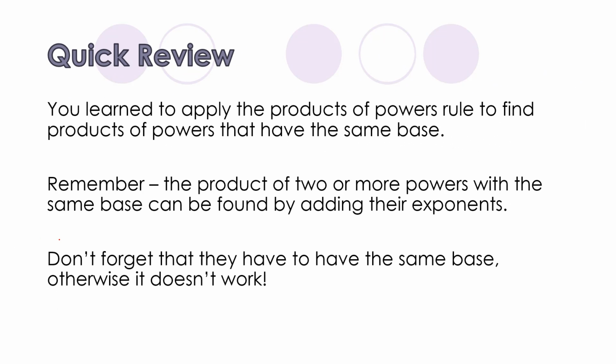So as a review, today you learned to apply the product of powers rule to find products of powers that have the same base. Remember, the product of 2 or more powers with the same base can be found by adding their exponents. And don't forget that they have to have the same base, otherwise it doesn't work. So you can't combine powers with a base of 2 and a base of 5, or powers with a constant base and a variable base. It doesn't work, only if it's the same base.